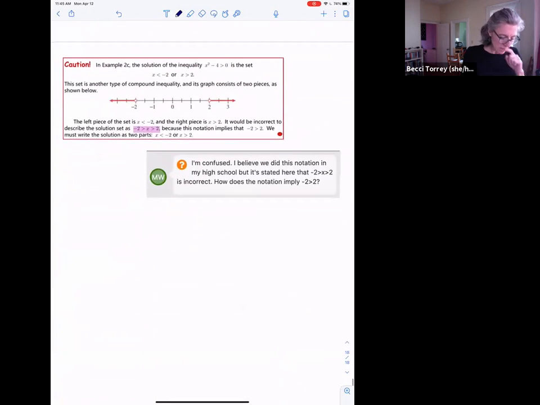And then finally, one last thing, just watch out with your inequality notation to make sure it makes sense. The book is pointing out, oh, this doesn't make any sense. And one of our students says, I'm confused. I believe we did this notation in high school, probably did. But here, what they're saying is that if you have minus 2 is bigger than x is bigger than 2, you're saying this is the x values.